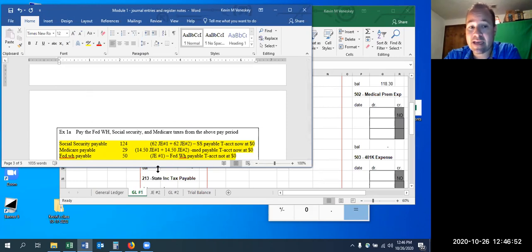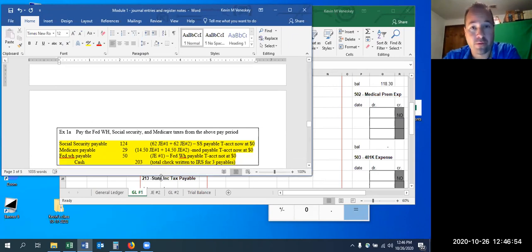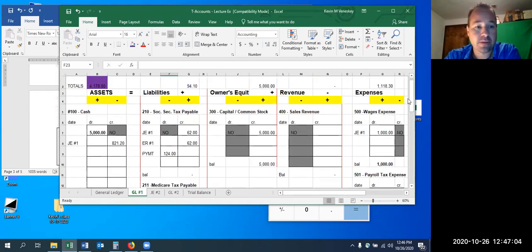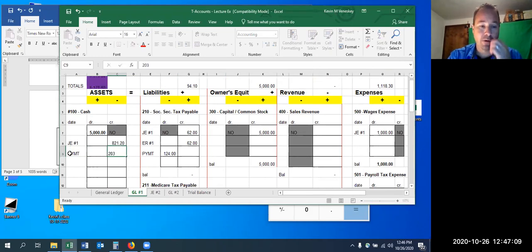My credit is the actual amount that I have to write the check for. I wrote the check, when you add all these up, for $203. So I'm going to come over to my cash and show that I have a payment of $203.